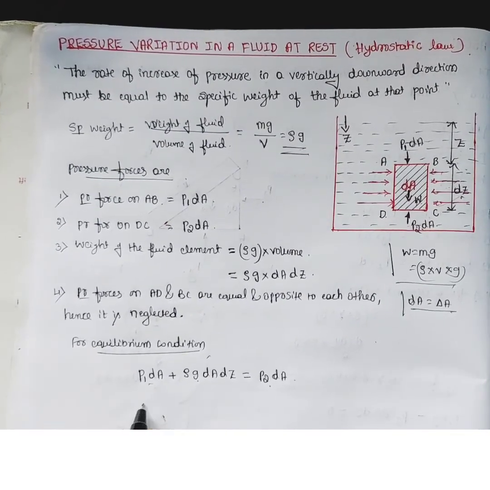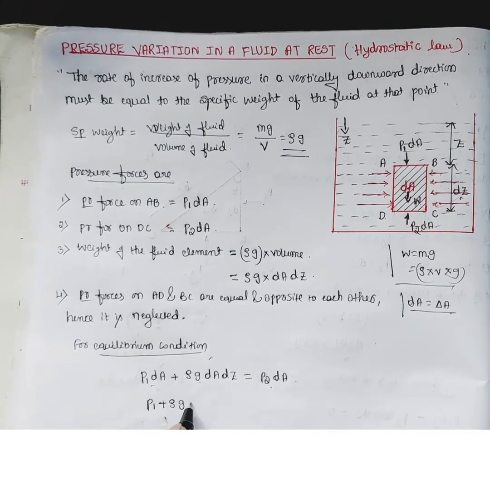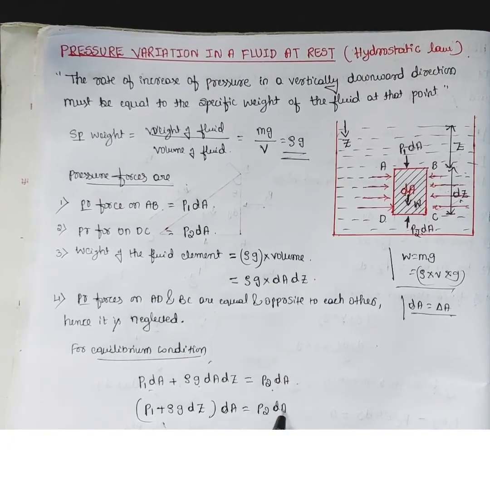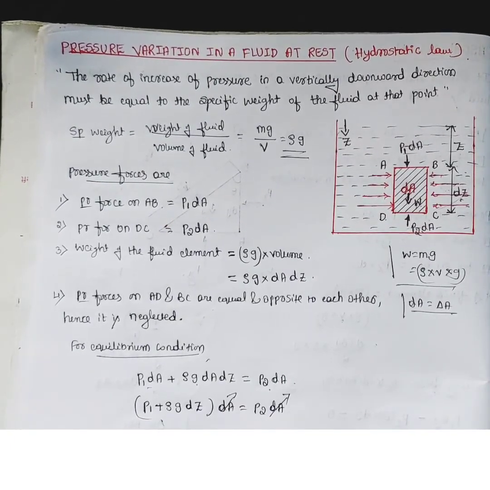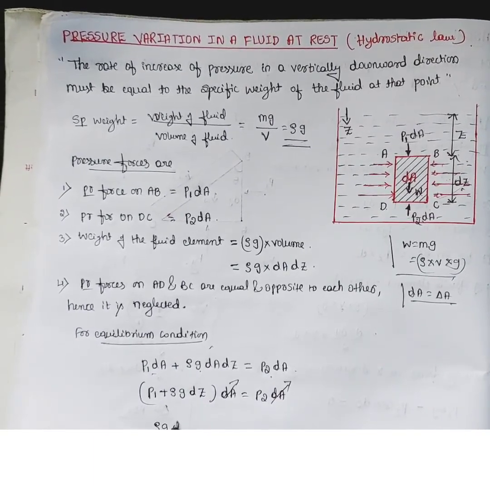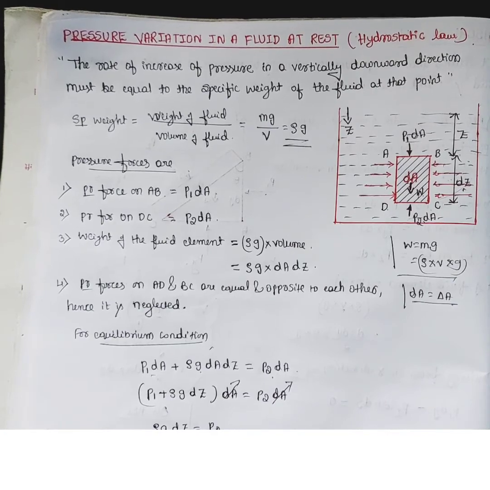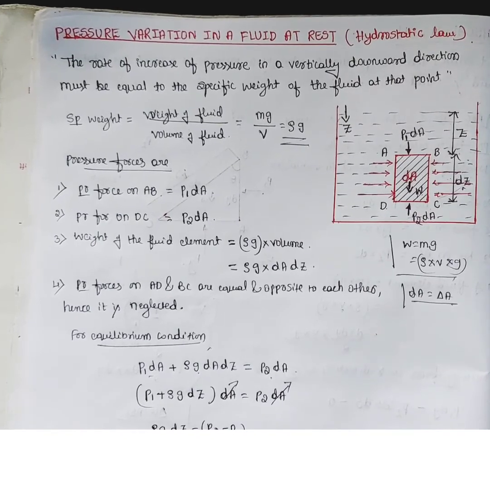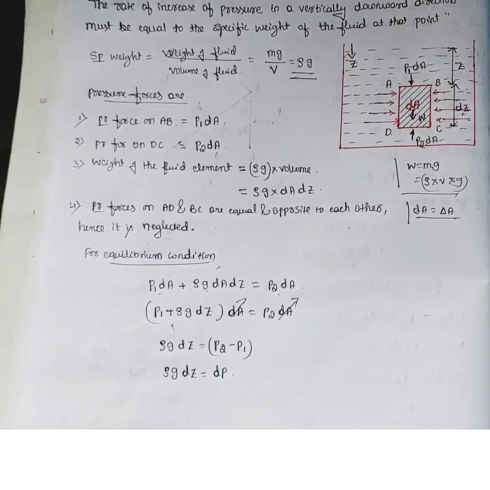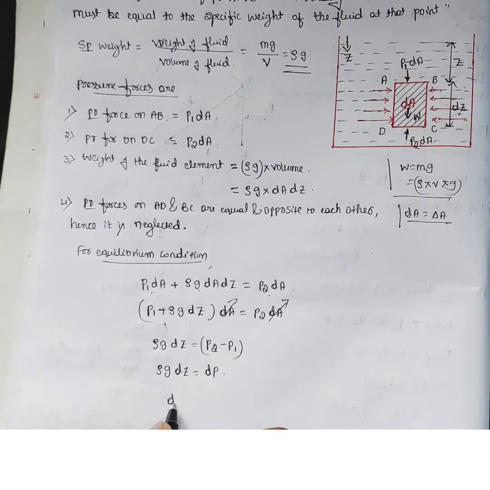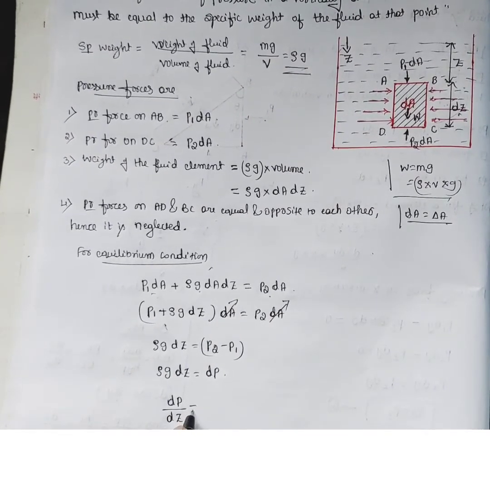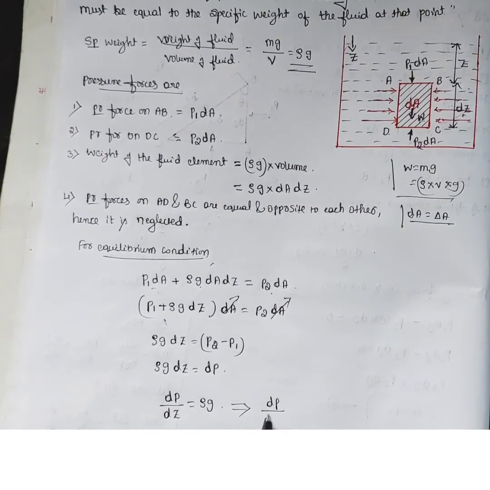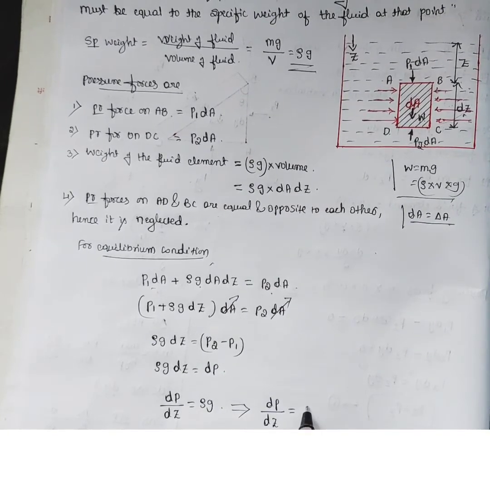Now here I can take the dA common, that is (P1 plus rho g dz) dA is equal to P2 dA. So dA gets cancelled. Now we are left with rho g dz, and I'm moving this P1 to that side. It is P2 minus P1, so therefore it is rho g dz. This P2 minus P1 I can write as the change in pressure. So therefore dP by dz is equal to rho g. What is rho g? Rho g is nothing but specific weight.